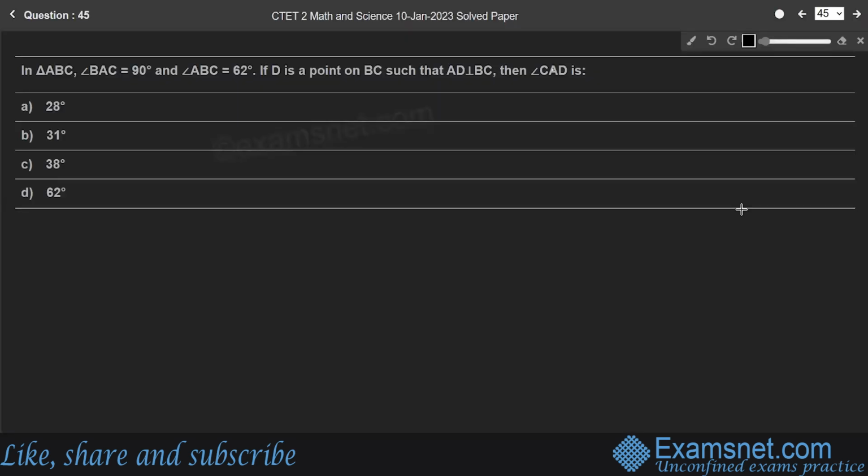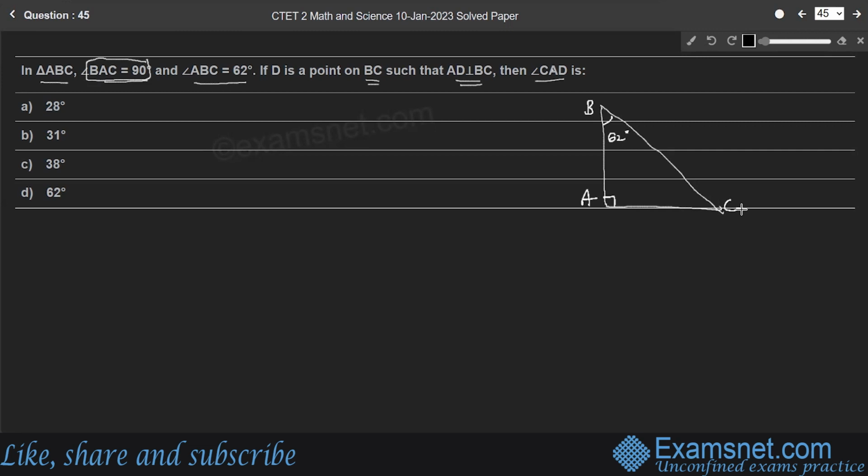Question 45. In triangle ABC, angle BAC is 90 degrees and angle ABC is 62 degrees. If D is a point on BC such that AD is perpendicular to BC, then angle CAD is. So we'll consider triangle ABC, a right angle triangle in which angle BAC is 90 degrees. So angle A is 90 degrees and ABC is 62 degrees.